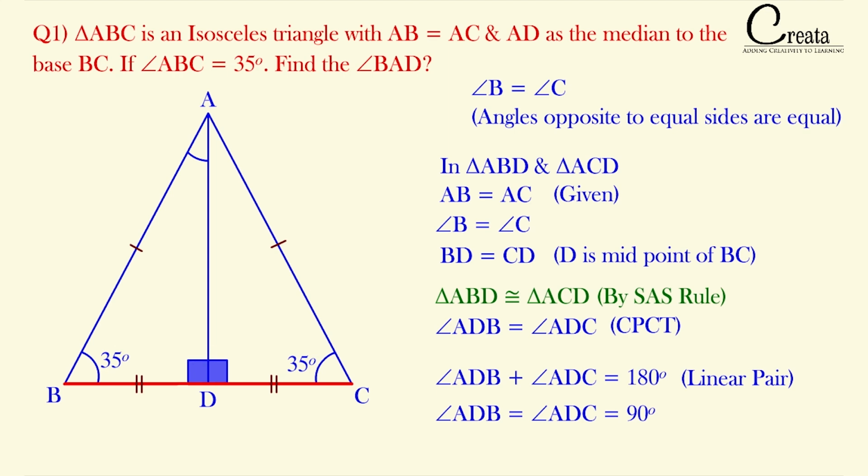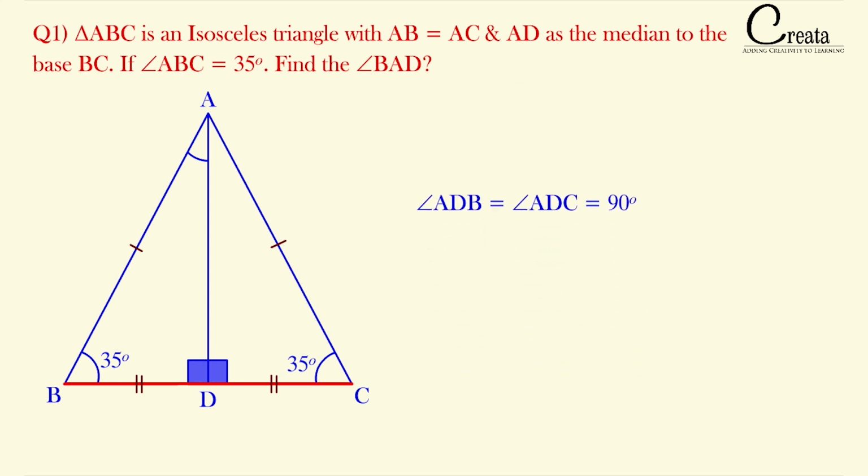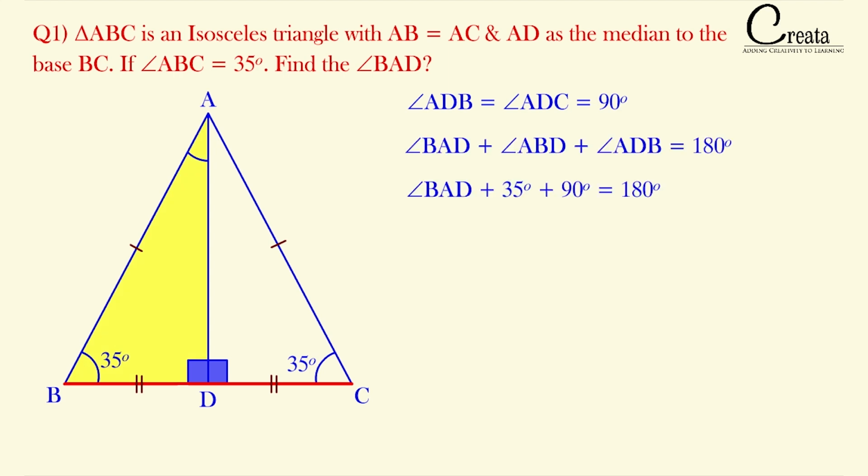We got our angle ADB. Now we will apply the sum property of the triangle, that is, the sum of three angles of a triangle is 180 degree. So we got our missing angle, that is angle BAD is equal to 55 degree. Got it? This is the answer.